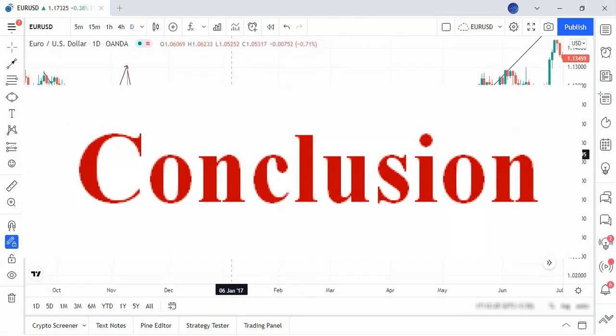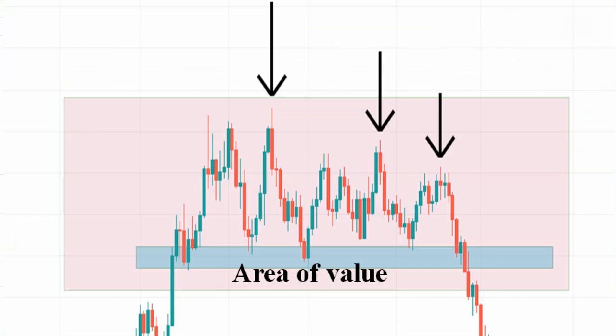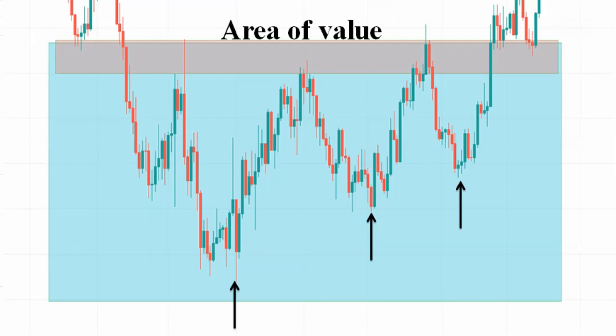And the conclusion: when there are lower highs above the area of value, it's time to prepare yourself, place a sell position a little below the area of value, and your stop loss will be right here, a little above the zone of value. And the same applies when there are higher lows below the area of value: it means it's time to place a buy position, as is clear in the picture.